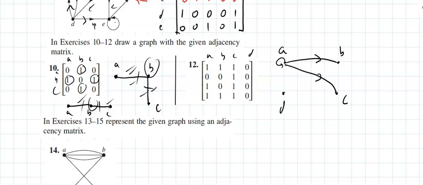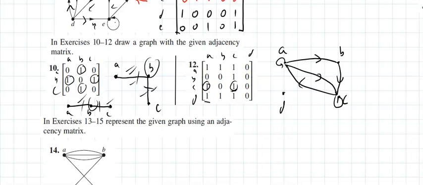There's no connection from A to D. From B, so this is A, B, C, D. From B, there's no connection to A. There's no connection to itself. There's a connection to C, and that's it. B only has one connection. C has a connection to itself, a loop. C has a connection to A. Oh, I messed up. This should have been the first, and this should have been the loop. This is the loop, C to C, and that's it.